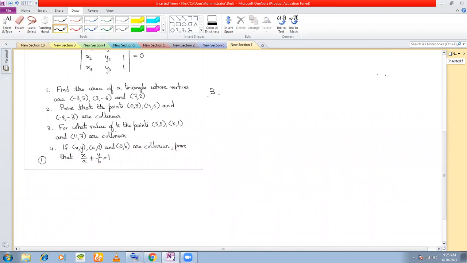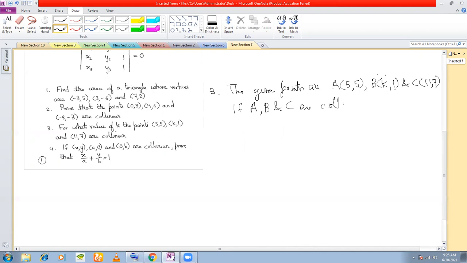Number 3. Question is, for what value of K are the points collinear? Let's write the given points first. The given points are, let's say, A (5, 5), B (K, 1), and C (11, 7). If A, B and C are collinear, then the area of the triangle must be equal to 0.